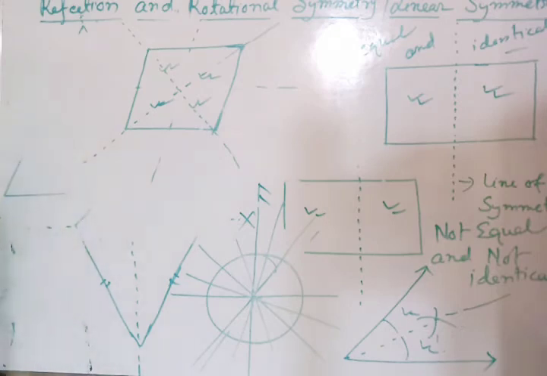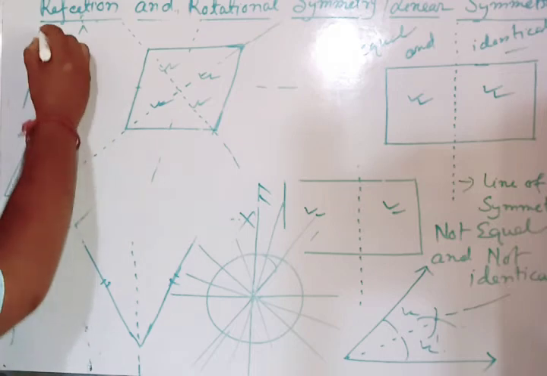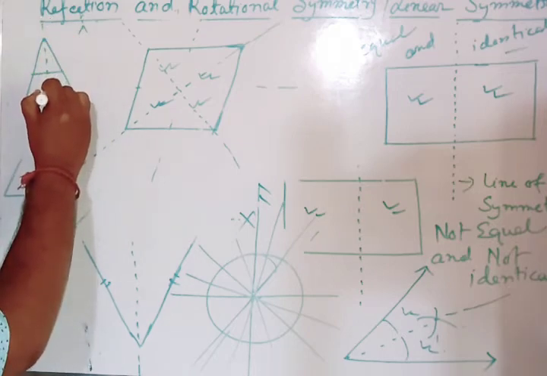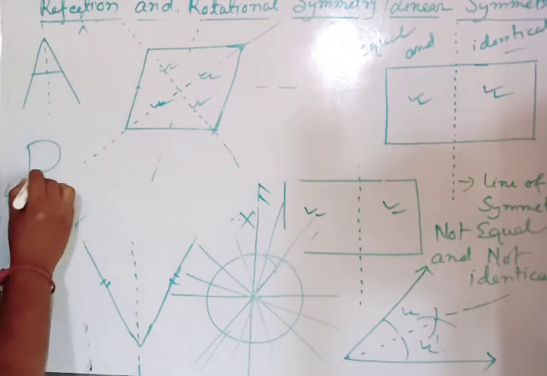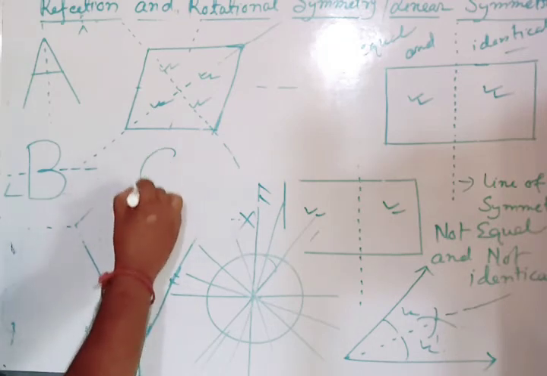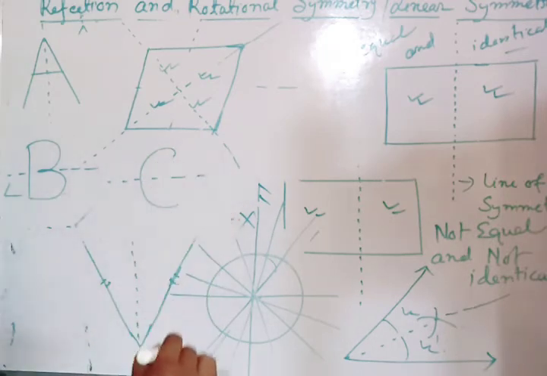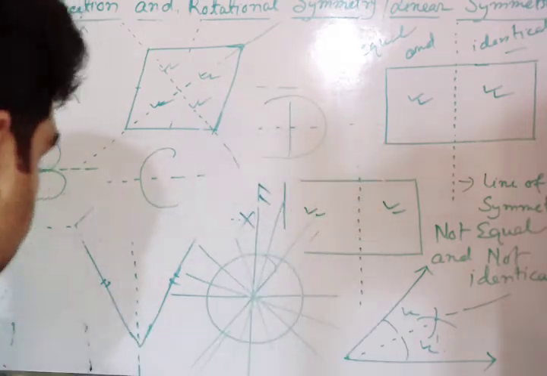Similarly for the English alphabet also, there will be different types of symmetry. Suppose we are taking A, an English alphabet A, then it has one line of symmetry, okay. B, it has one line of symmetry. C, it has one line of symmetry. D, it has one line of symmetry, okay.